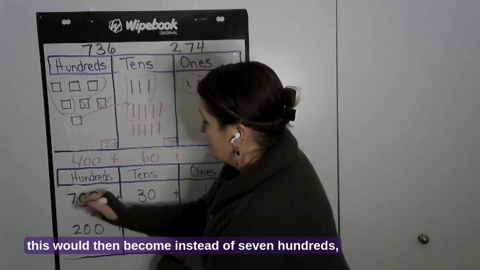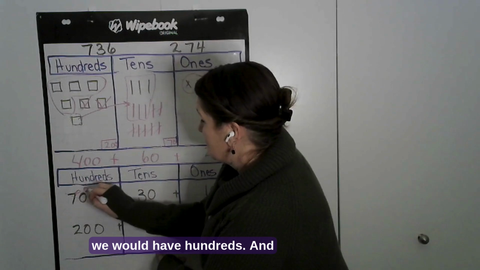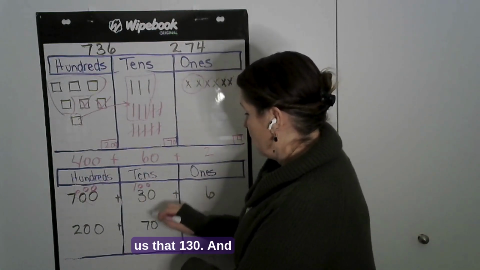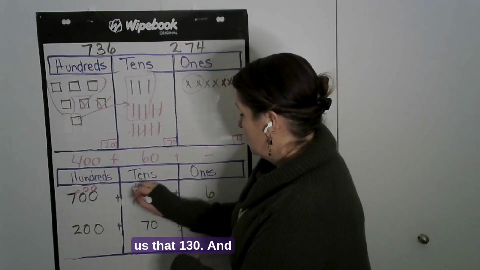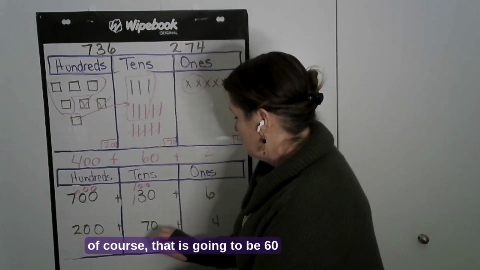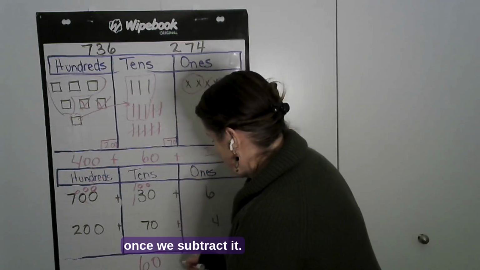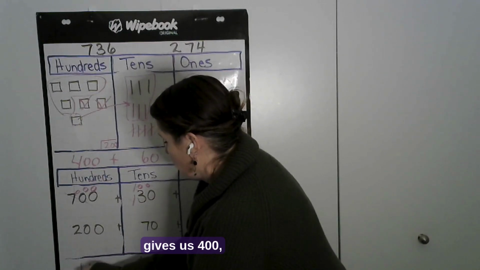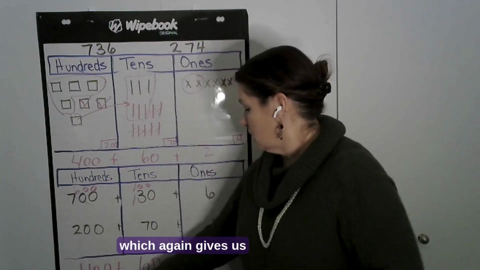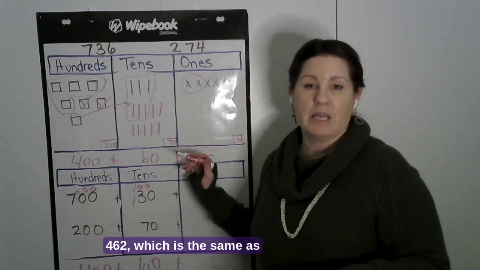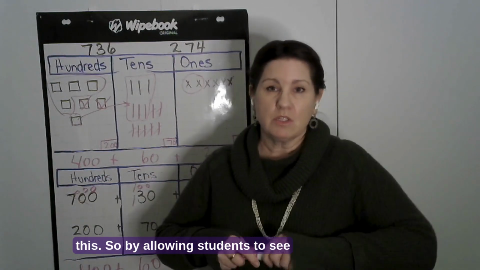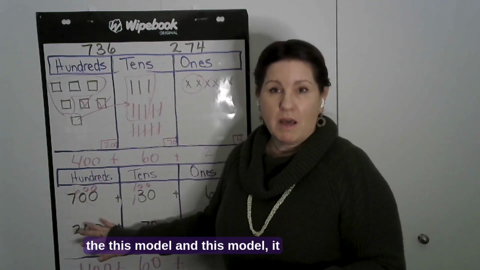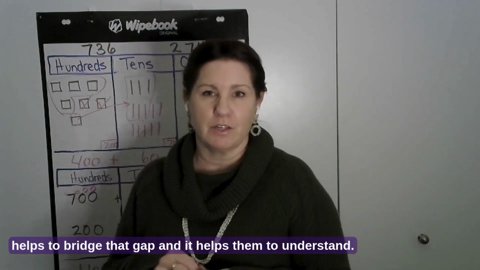So this would then become, instead of 700s, we would have 600s. And then we add that 100 to it, which gives us that 130. And of course, that is going to be 60 once we subtract it. And then 600 subtract 200 gives us 400, which again gives us 462, which is the same as this. So by allowing students to see and practice in the same go around, this model and this model, it helps to bridge that gap and it helps them to understand.